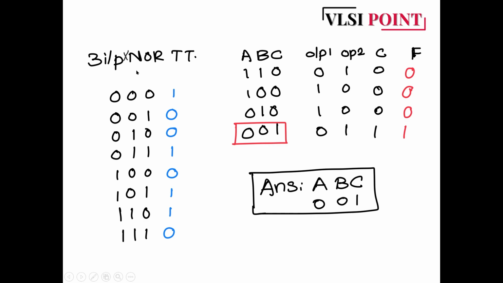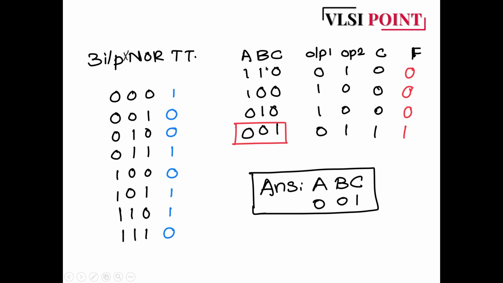On the left hand side I have written the truth table for the 3 input XNOR gate. These are the combinations of inputs, and in blue shade you can see the output. For example, if the 3 inputs of the XNOR are 0, 0, 0, you will get output 1. Like that I have written for all the combinations. So we can see our options.